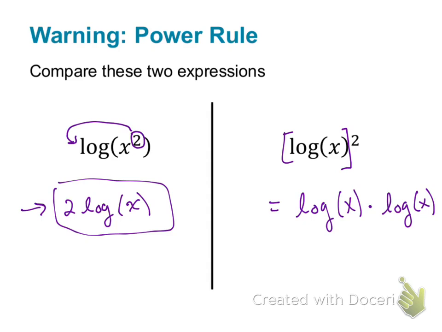So the power rule only applies when the exponent is on the argument, on the inside, not when the exponent is on the outside. Sometimes we'll write the one on the right as log with the exponent in this position when we mean log of x squared, the whole expression squared, to avoid the confusion from the one on the left.